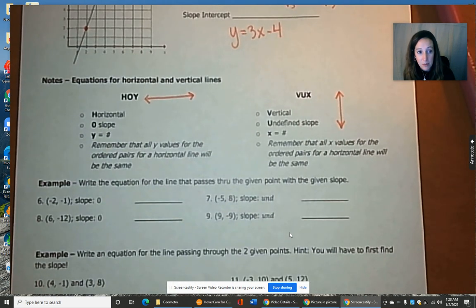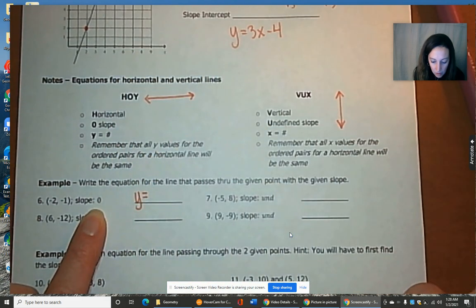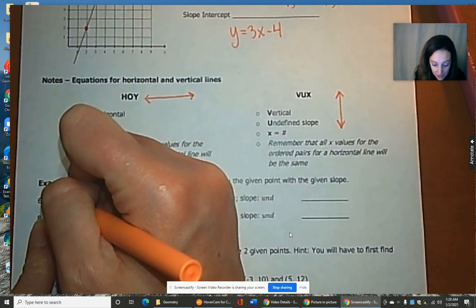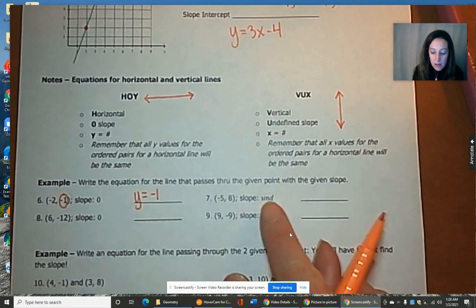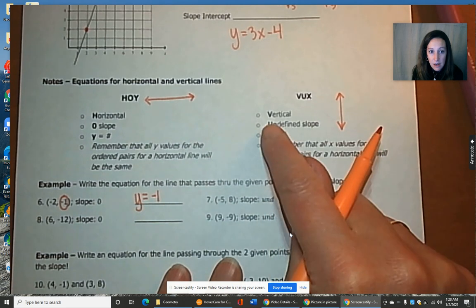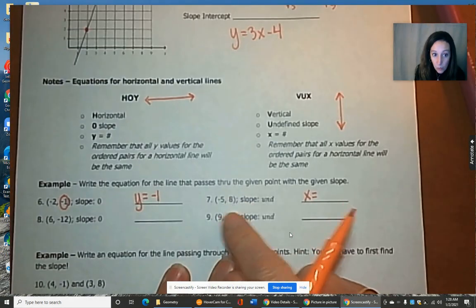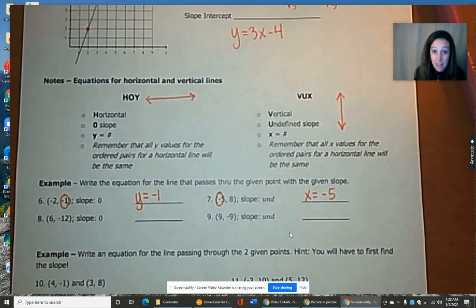Here, we don't have a numeric slope. If we only have a slope of 0, remember that a slope of 0 means it's y equals a number. The y value here is negative 1, so our equation is y equals negative 1, because that's what the y value is. If we knew that it had been undefined instead, remember an undefined slope just means x equals that number. So it's x equals, what is the x value of our point? Negative 5. So x equals negative 5. That's your equation. If you don't have a numeric slope, you don't have both x's and y's. You only have one or the other.